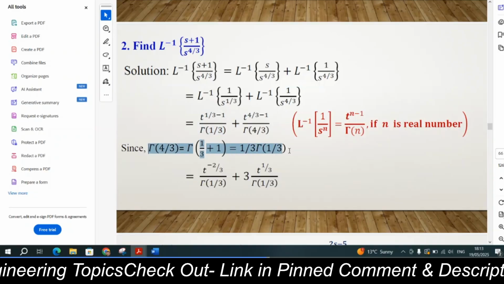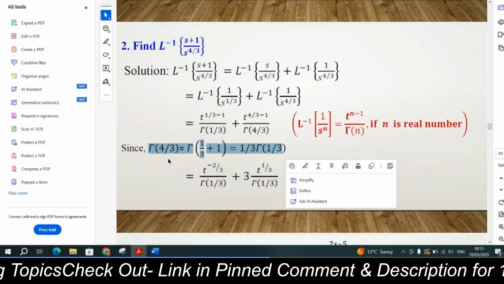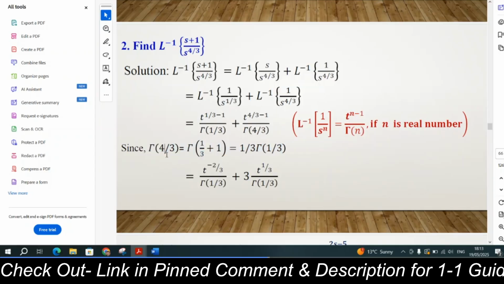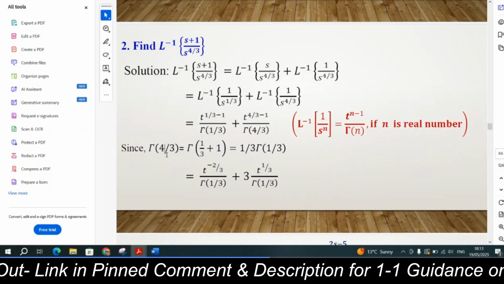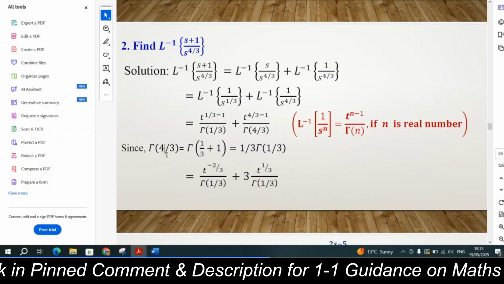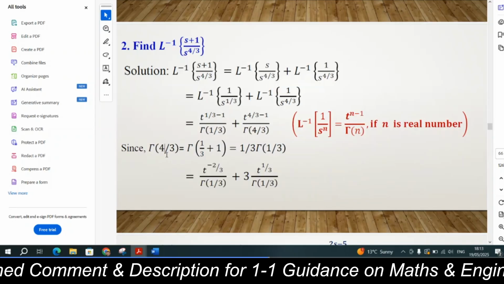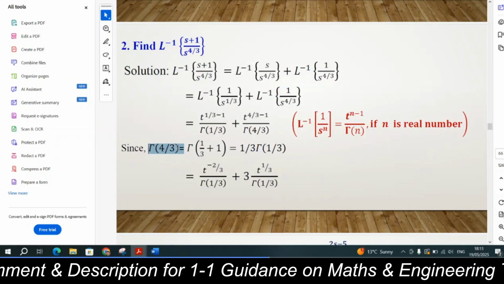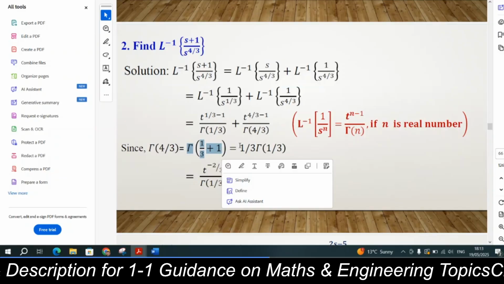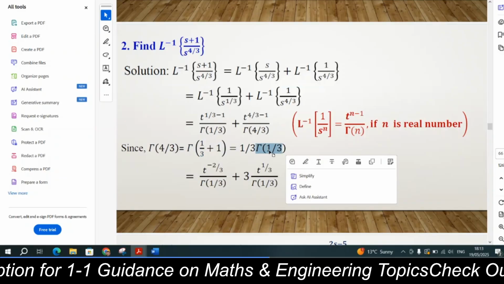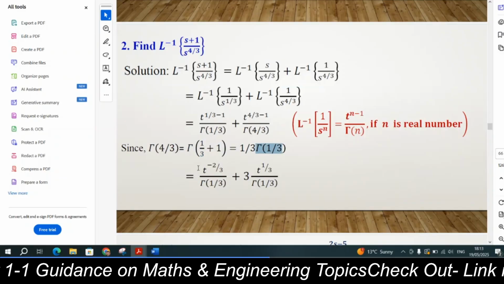So you will use the gamma function. In the numerator you'll have the power of t, and in the denominator you'll have the gamma function. Now again, over here you have this function as well. I'm not sure if you know this: gamma n is (n minus 1) into gamma (n minus 1).